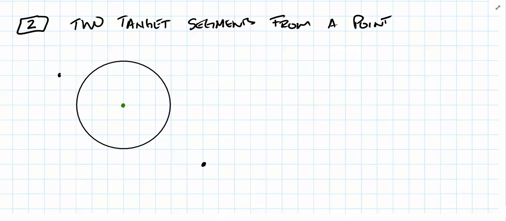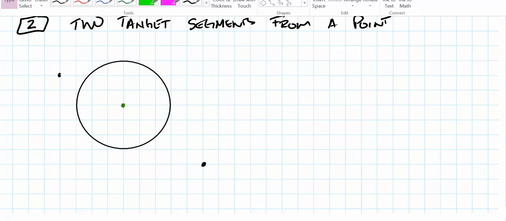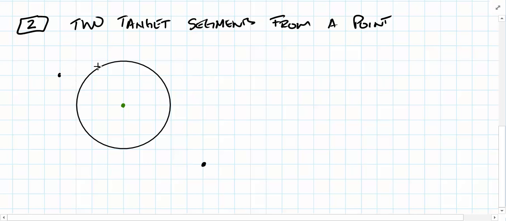Okay, here's the idea for this one. Two tangent segments from a point. So I have a circle here, and I have a point over here, this little black point up in the top left, and I have this little black point over here, right here. So what I'm going to do is draw a tangent line from that point to my circle. So it would have to be something like that. Would you guys agree with that? Or a tangent ray, or a tangent segment, I should say? Is that cool with you guys? You guys agree with that?